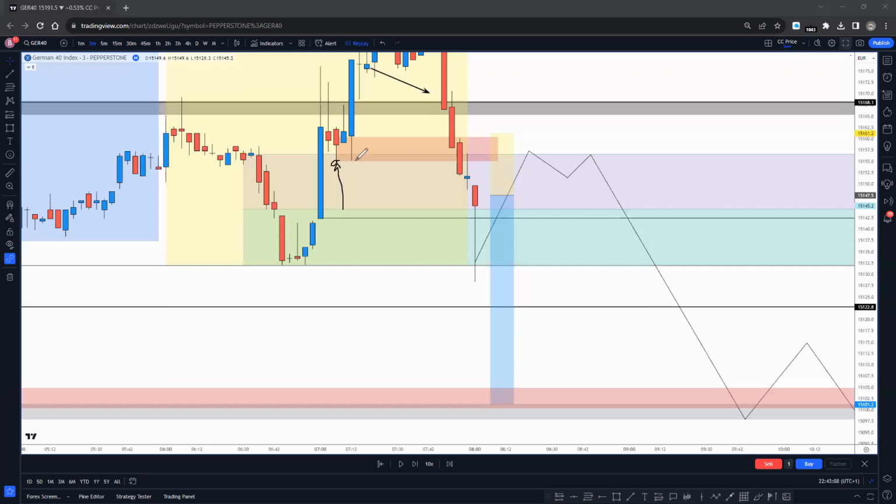This here is my rejection wick. This is my second rejection wick, so this creates that resistance for me. So if this was a support, this is now going to be a resistance. So I would like to see price come up, hesitate a little bit, and then start to push down.